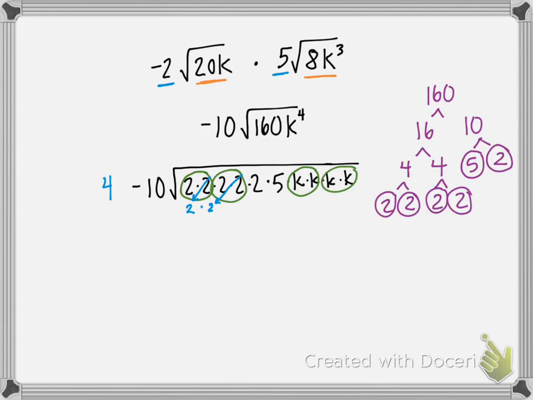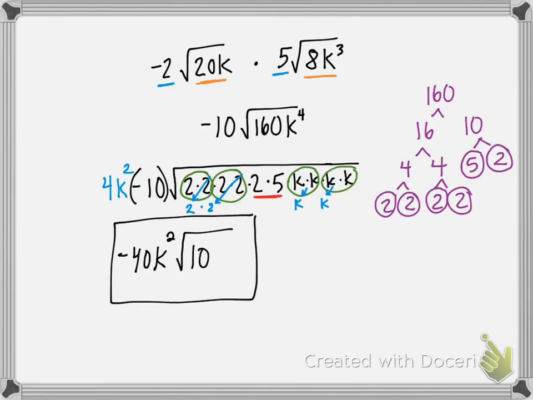And then we have a pair of k's. So k to the second power, if you take the square root of that, you just get k. And then again, another pair of k's. If you take k to the second power and take the square root of that, you just get k. So you're going to have k to the second on the outside. On the outside, I need to multiply 4k to the second times the negative 10. So that's negative 40k to the second. And what is left inside? On the inside, we're left with a 5 times 2, which is 10. So this would be my final simplified root.